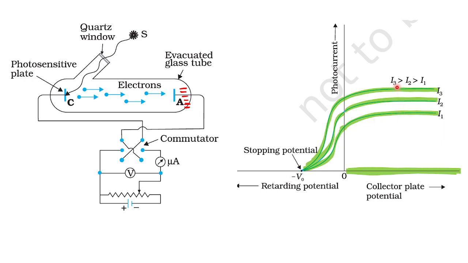So whatever be the intensity, the radiation has a fixed stopping potential. Whatever be the position of the source, we can stop the current completely by applying a fixed stopping potential. Clear? Okay, I hope you have understood.